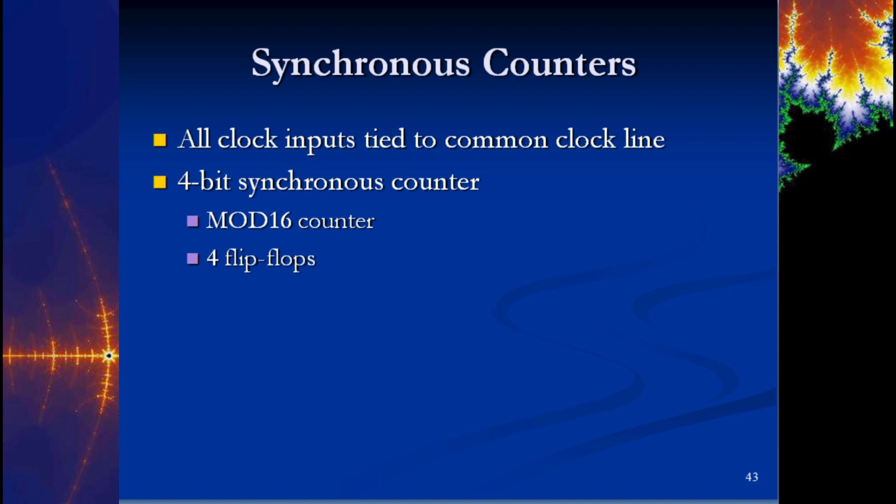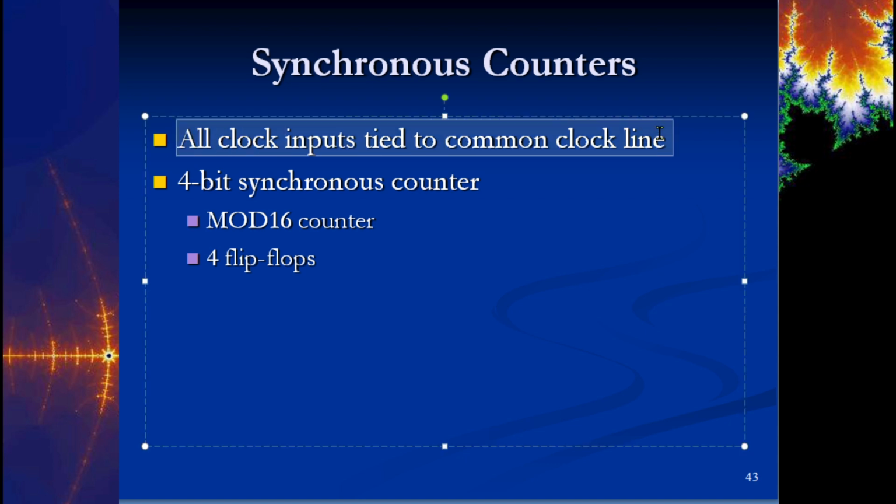This particular chapter is one where I do have you commit some of these IC chips to memory because they're used so often in what we're doing here. So the difference between asynchronous and synchronous is that all the clock inputs are tied to a common clock line. Now that's different from asynchronous because with asynchronous, all of the clocks, except for the first one, were based on the Q output of the previous flip-flop. So we talked about the fact that you could get into a situation where you miss a count because you compound your propagation delay, right?